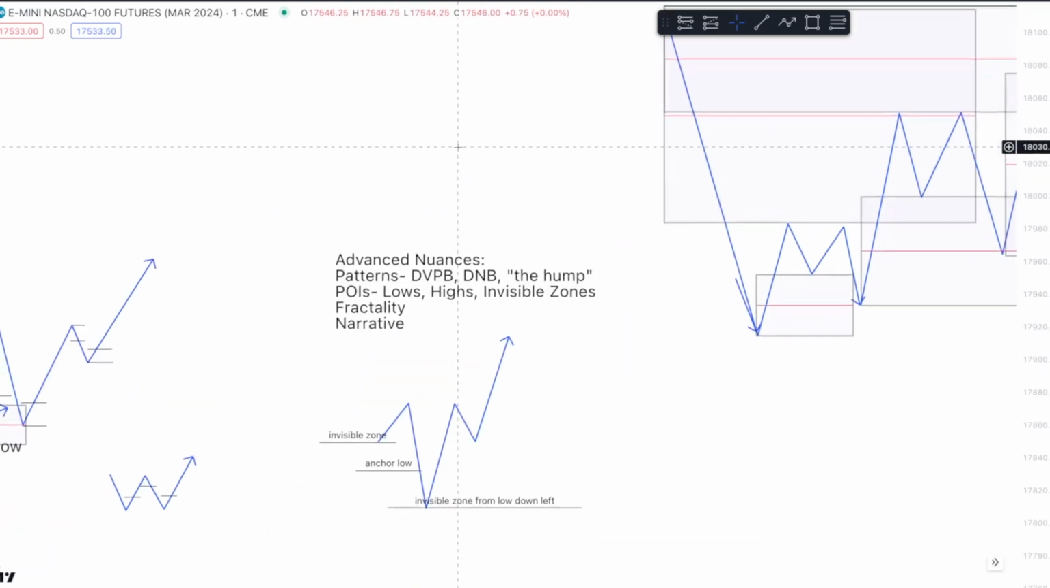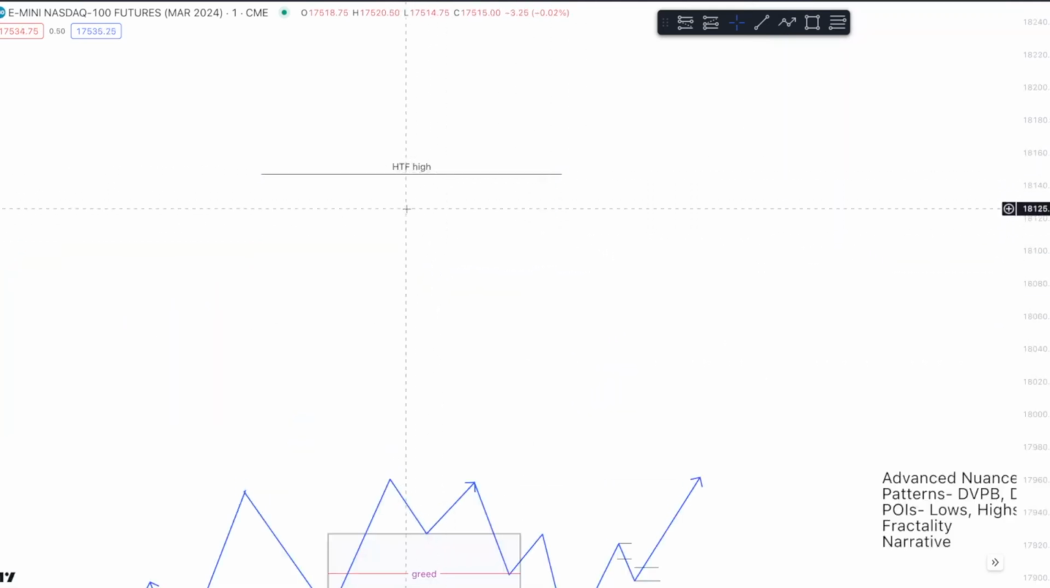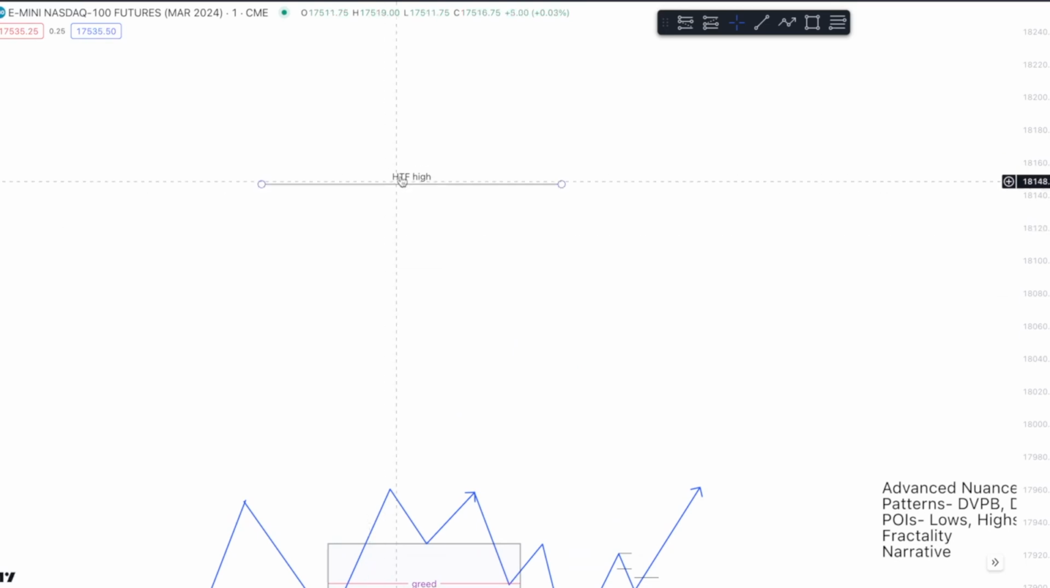All right, let's move on to POIs. Lows, highs, and invisible zones. Let's start with higher time frame highs and lows. We're just going to use highs as an example, but this applies to lows as well.